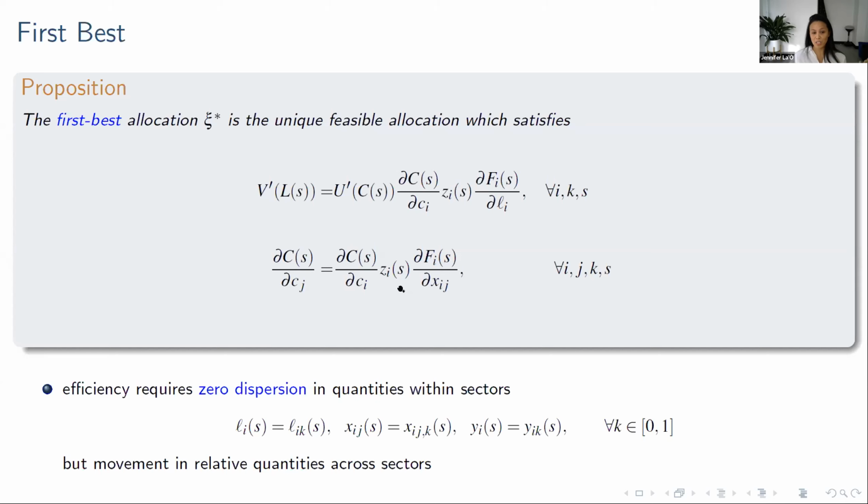And then efficiency would not only mean that these marginal rates of substitution have to equal marginal rates of transformation, but also that there's zero dispersion of quantities within sectors. And that's because all of the firms within the sectors have the same production possibilities. But there should be these movements in quantities across sectors. So whenever there's a productivity shock in any sector, these relative quantities need to move across sectors.